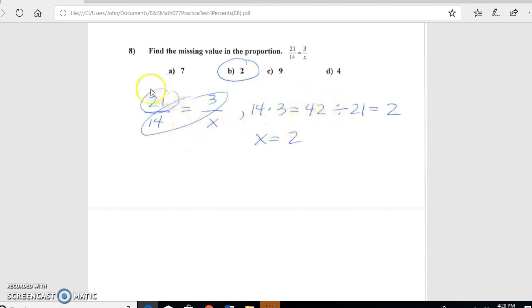And then I divide that by the leftover number, which is the 21. 42 divided by 21 gives me 2. And that always gives me the value of the missing part in the proportion. So the x is equal to 2, and that is your answer, letter B.